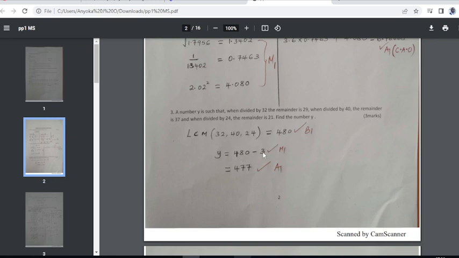So the LCM minus 3 will give us the number that will meet all the qualifications, 477.